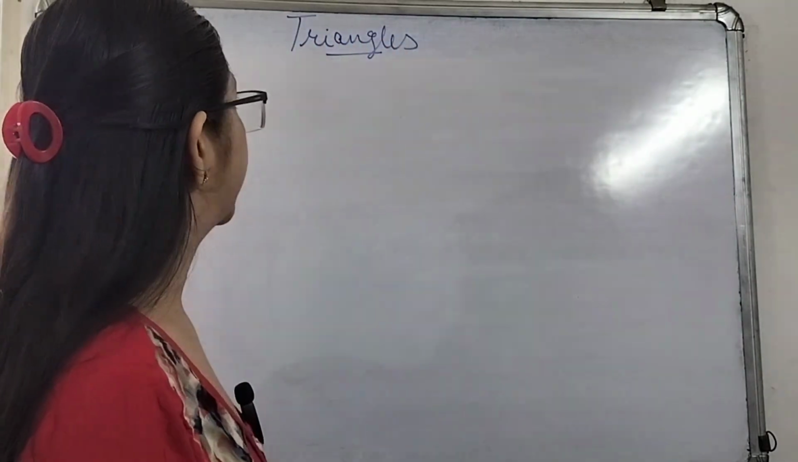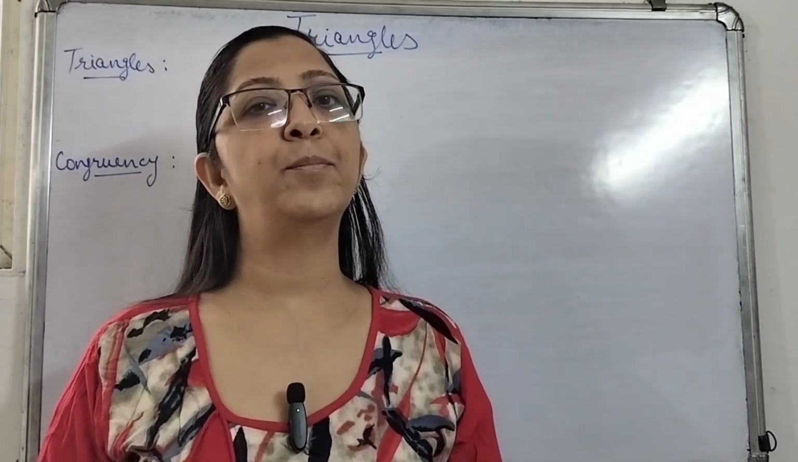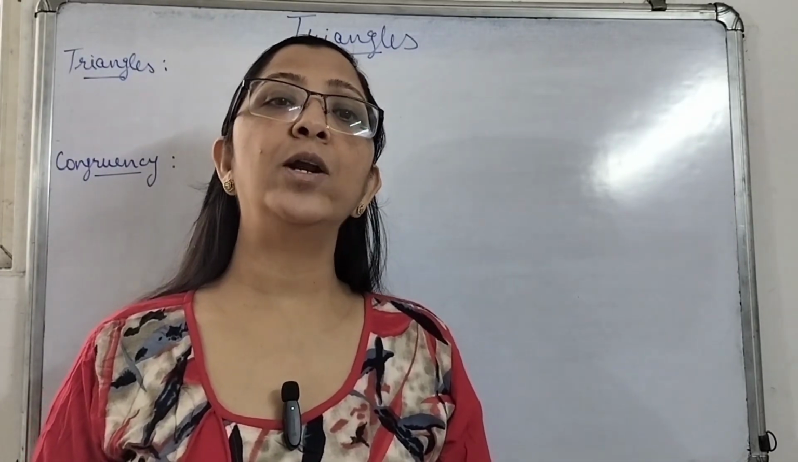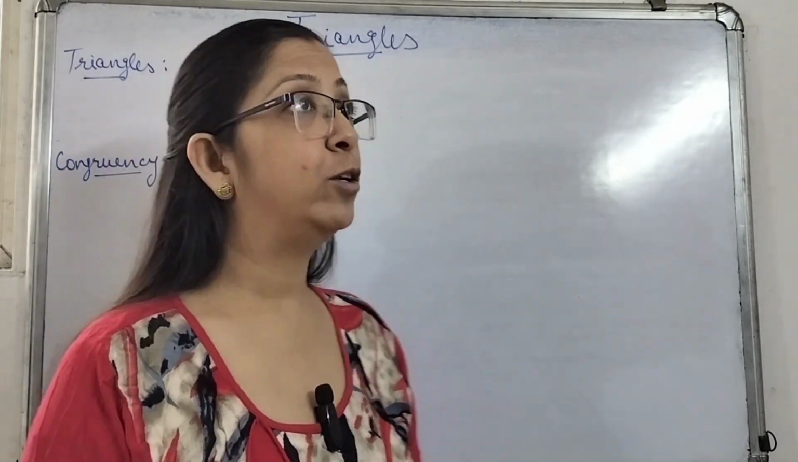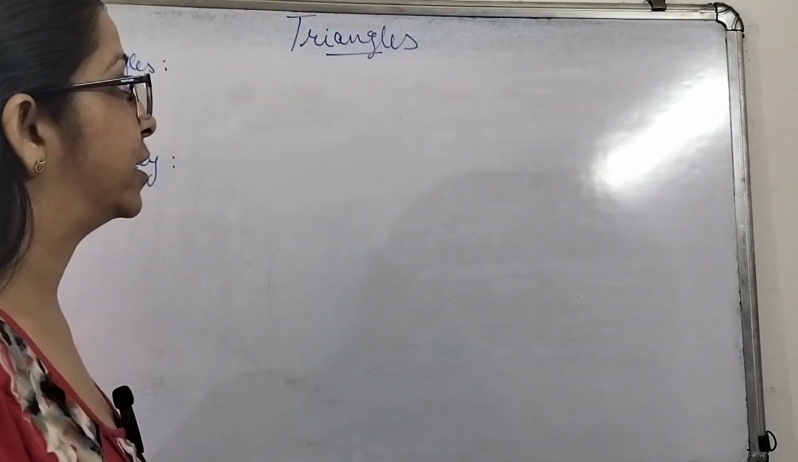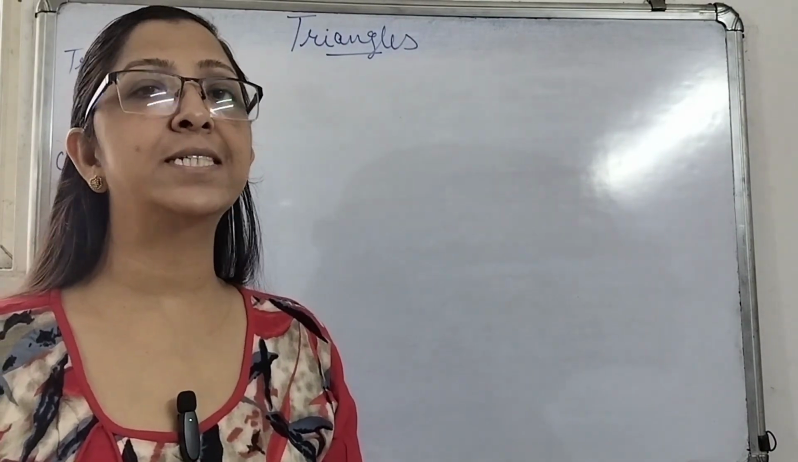Before starting with triangles, let's understand what a triangle is. As we know, a triangle is a polygon. What is a polygon? A polygon is a closed figure which is made up of only line segments. And we know that the meaning of tri is 3. So a triangle is a closed figure, or a polygon, with 3 sides.